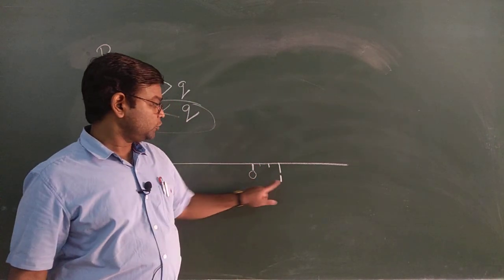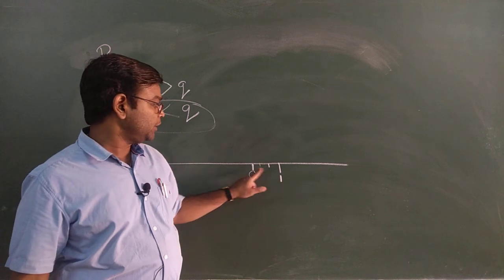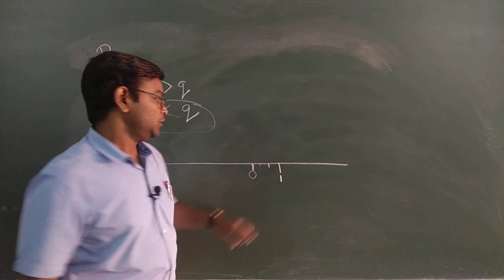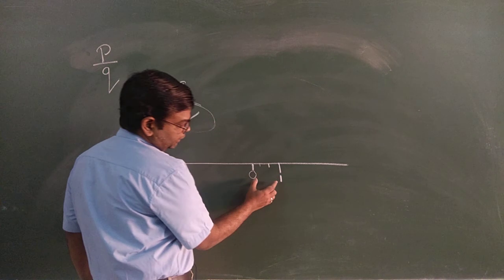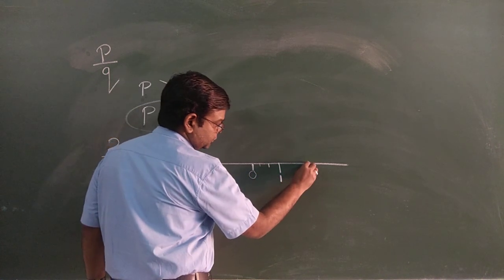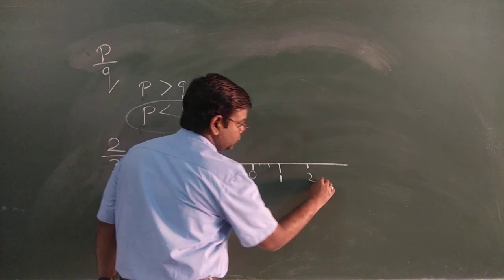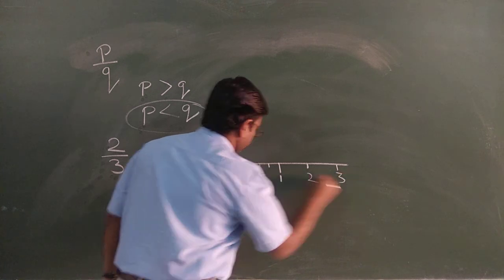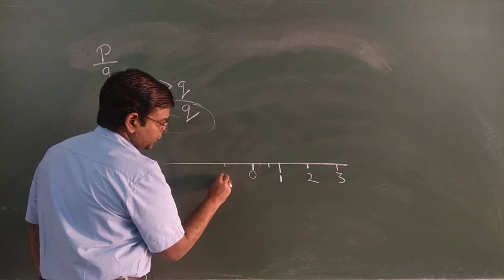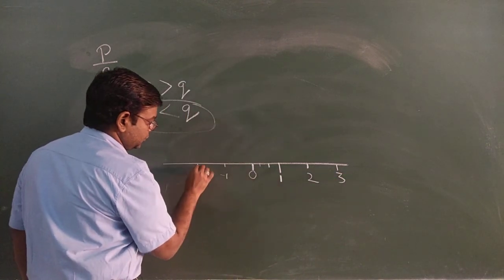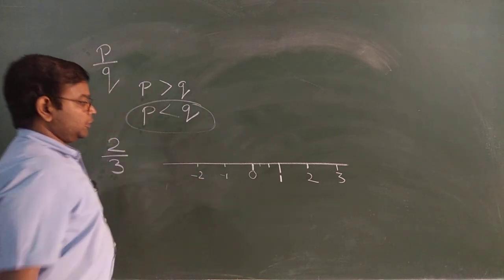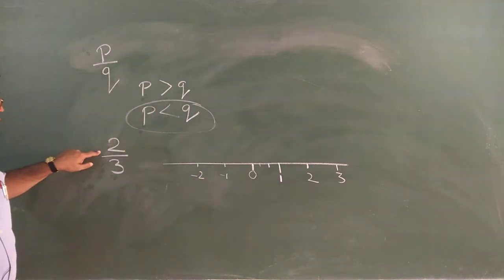Between 0 and 1 we have 3 equal divisions. Similarly, the same distance from 0 to 1 we place over here. It's a 2. Again it's a 3. Come to this side. It's a -1, -2.